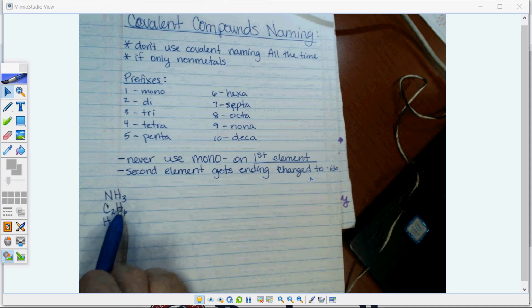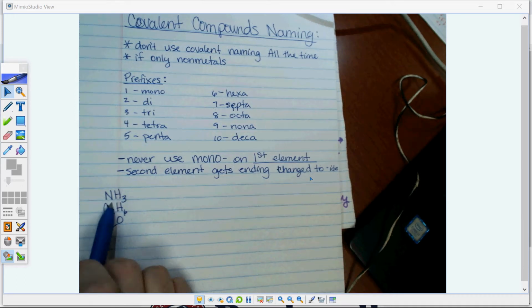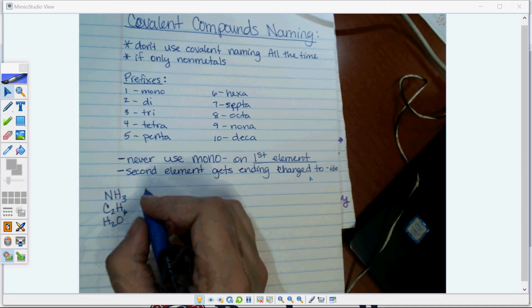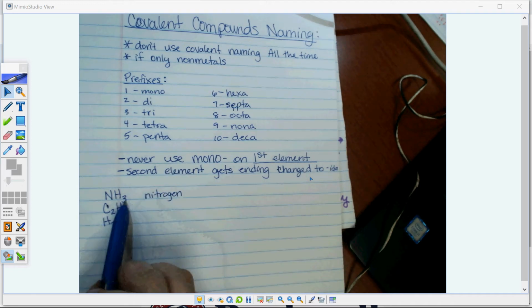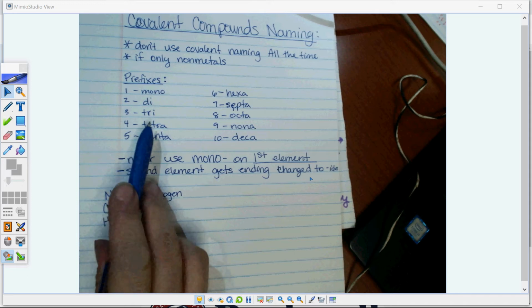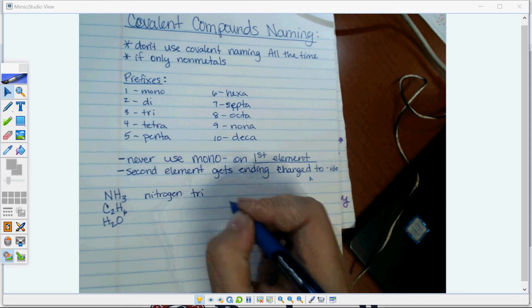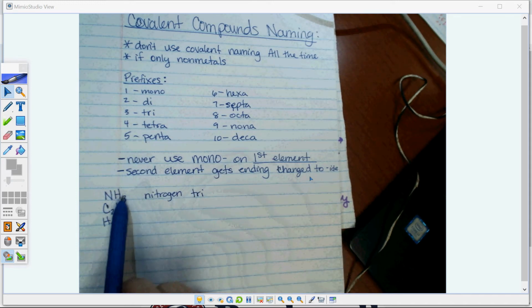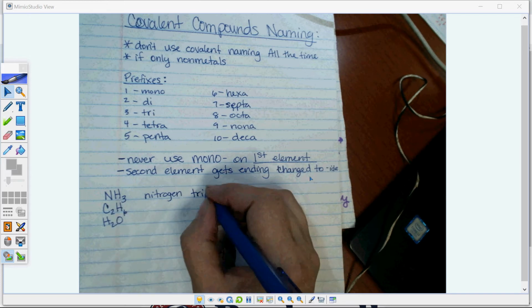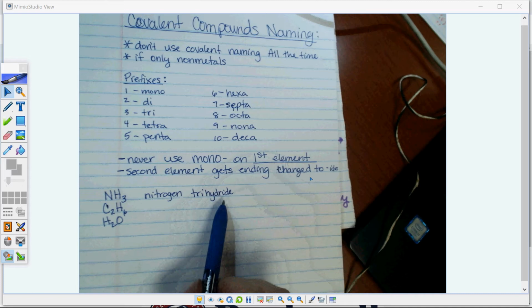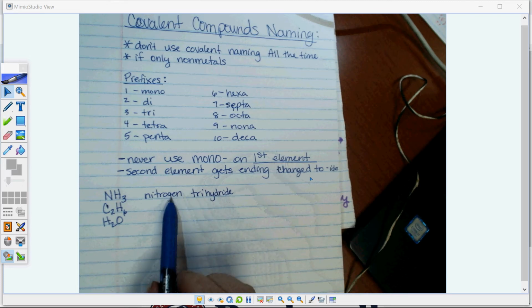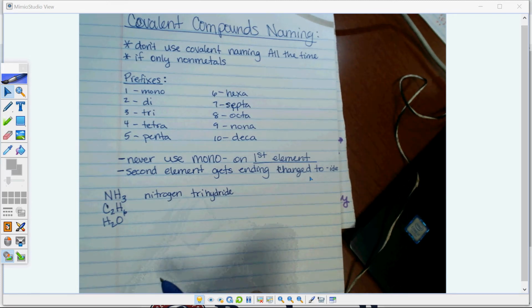Okay, so NH3. There is 1 nitrogen. So if the subscript is 1, we don't use the prefix mono. So all you do is you say nitrogen. But there are 3 hydrogens. So for the prefix, I would say tri, and then I change the ending of the hydrogen name to "ide." And this just takes a little bit of practice to know where you're supposed to put the IDE. So this would be nitrogen trihydride.